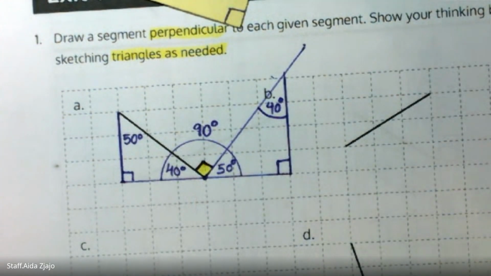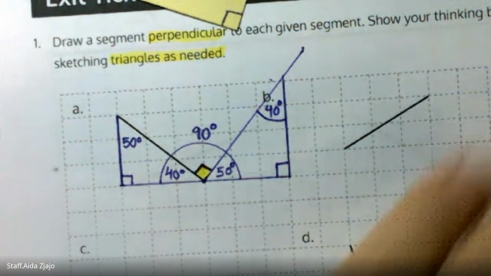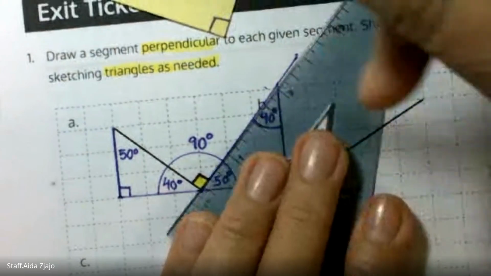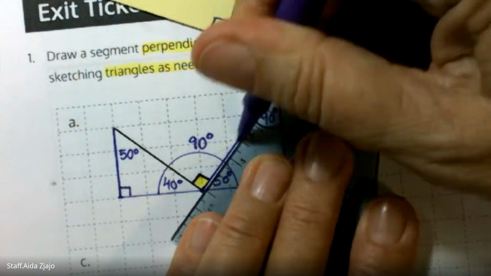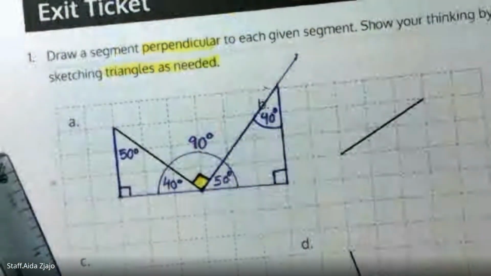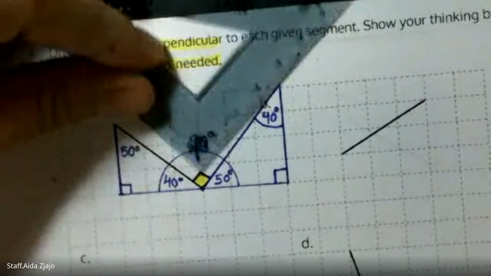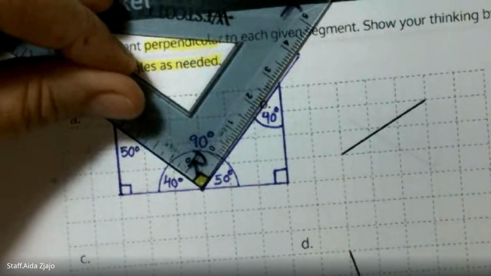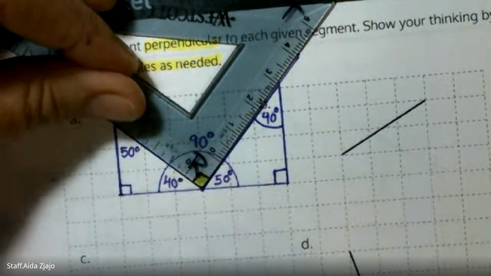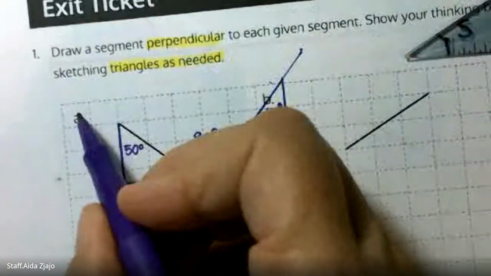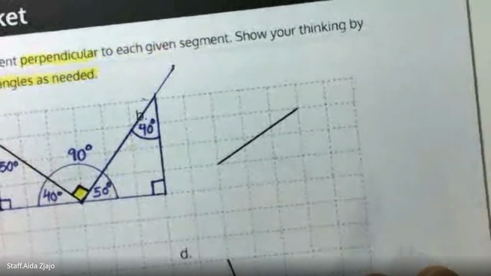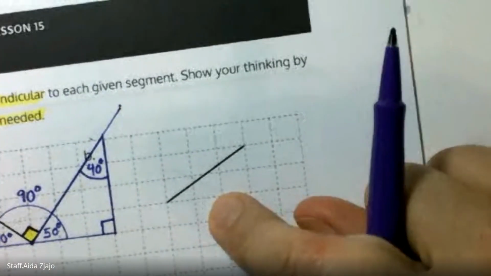right angle, this line is a perpendicular line segment to our given line segment. Okay, that's A. Okay, and now we can do B.